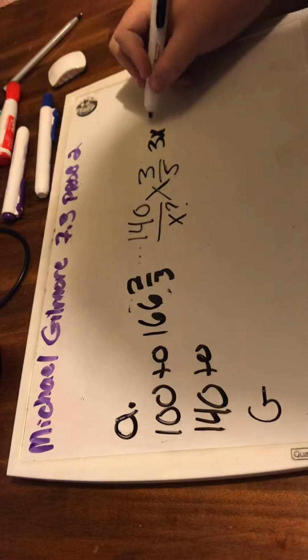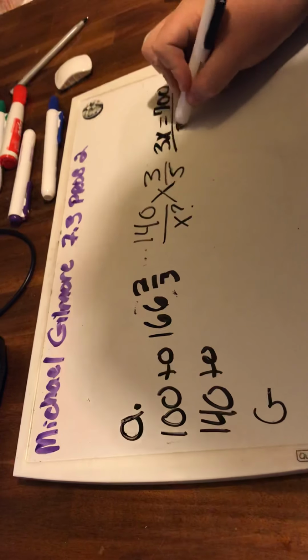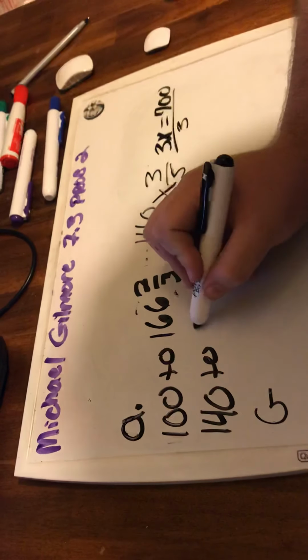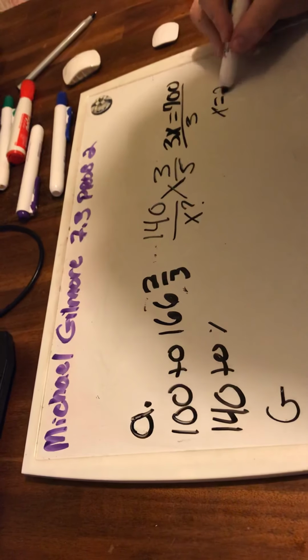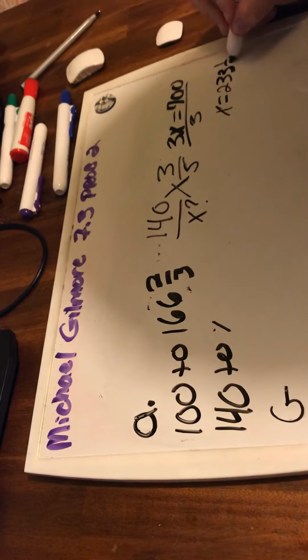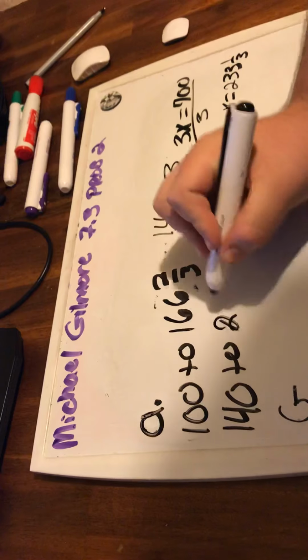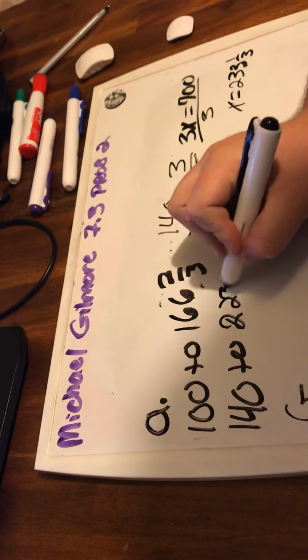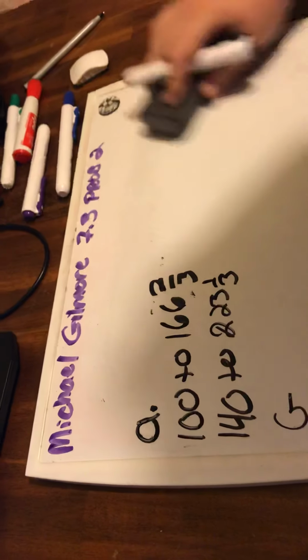We're going to cross multiply one more time. You get 3x is equal to 700. You're going to divide the whole thing by 3, and that's going to leave us with x is equal to 233 1/3. And that means 140 grape juice is equal to 233 1/3 peach juice. I'm going to erase all that one more time.